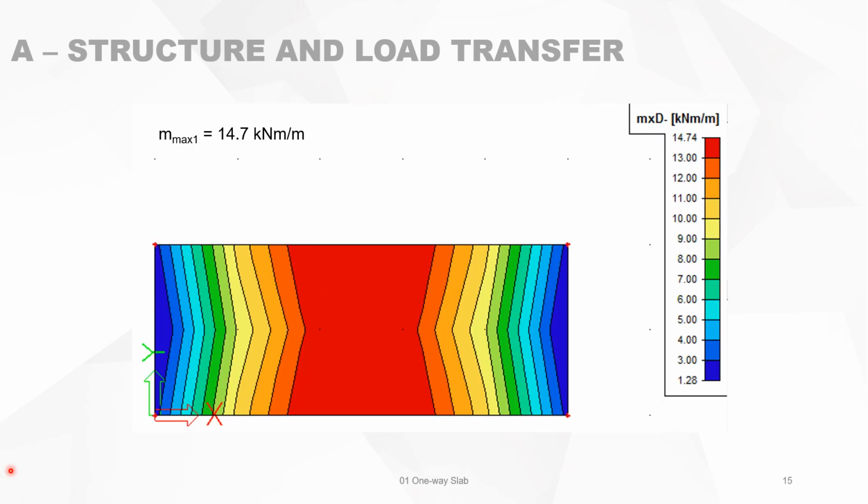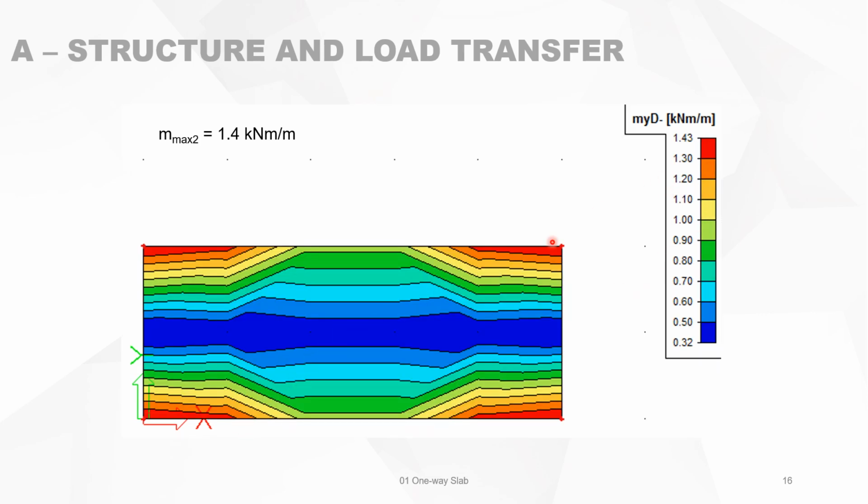Now let's see if this is true. We take a rectangular slab, which is supported on this side and on the other side, simply supported, and we apply a uniformly distributed load. The lines in different colors are the ISO lines of equal bending moments. You will see that the maximum bending moment is in the middle and it's about 14.7 kilonewton meter per meter. So this is a one-way slab with uniform distributed load.